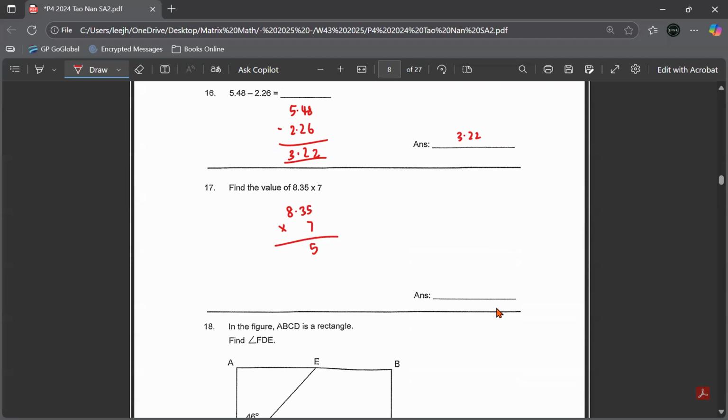Question 17. Find the value of 8.35 times 7. 35, 21 plus 3, 24. 8 times 7, 56. 56 plus 2, 58. Wait, sorry, answer is 58.45.